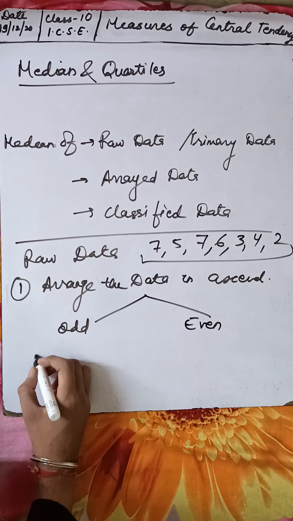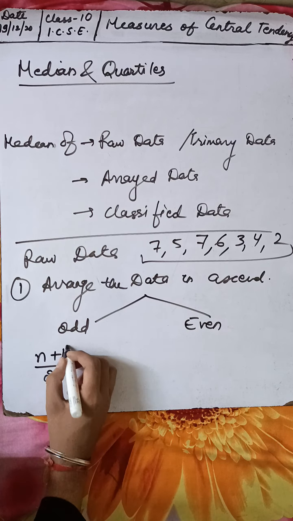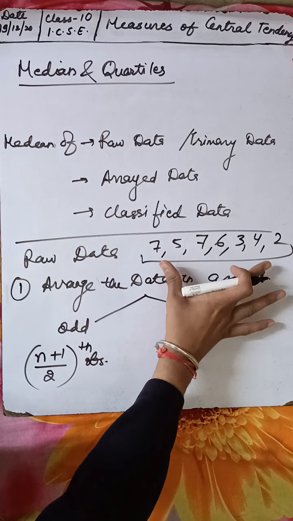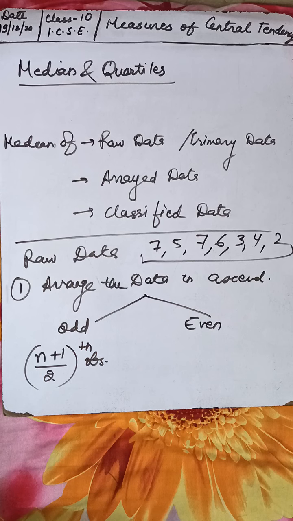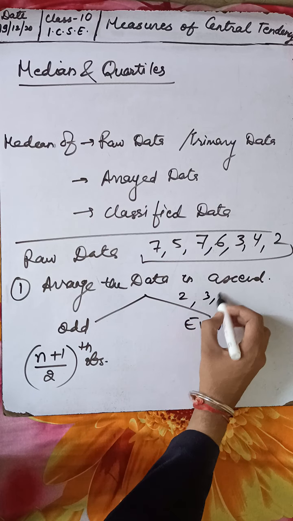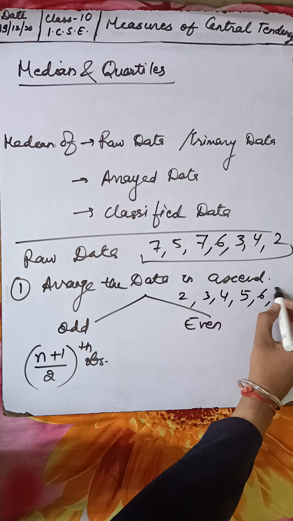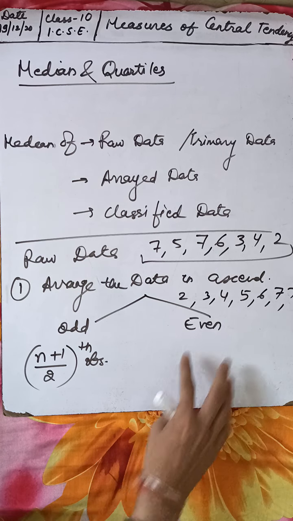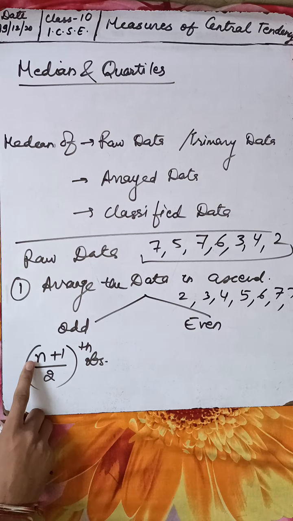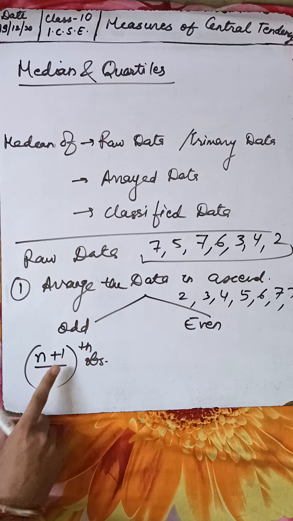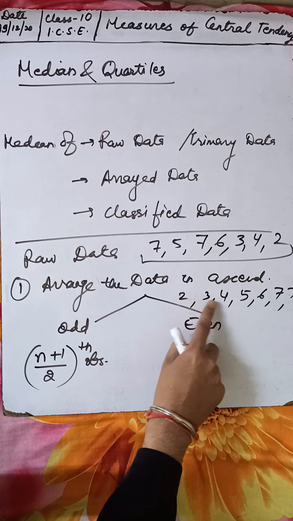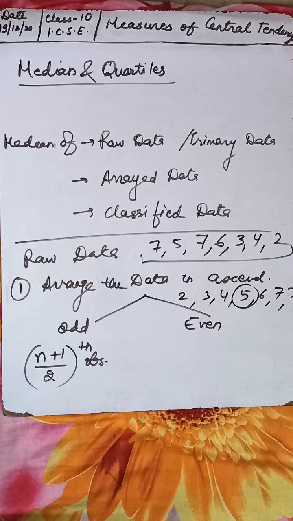For the odd data, we calculate by the (n plus 1) by 2th observation. So if we arrange this data in proper form, that is 2, 3, 4, 5, 6, 7, 7, first of all we arrange it, then n is 7, so 7 plus 1 is 8, divided by 2 is 4. So the fourth term is the median, so counting 1 2 3 4, 5 is the median of this particular question.